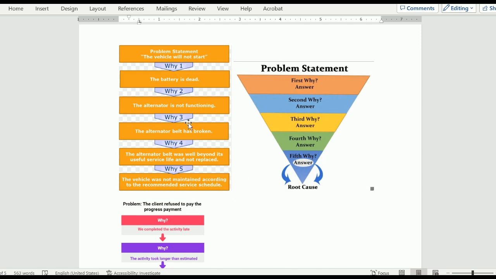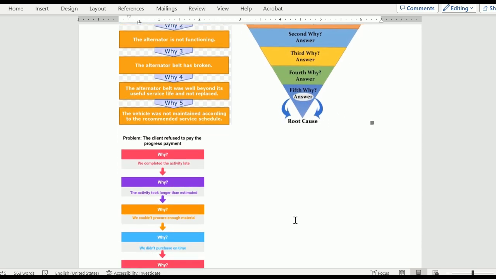So this is how you need to segregate the 5 whys so that you will get the RCA document, or root cause analysis document. So why is the vehicle not starting now? Because it didn't go to service as per the scheduled date. So you can see the problem statement, first why answer, second why, third why, fourth and fifth why. So finally you will get the root cause analysis.